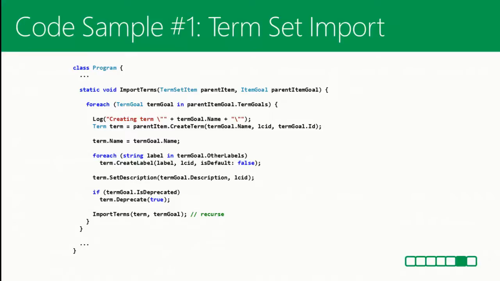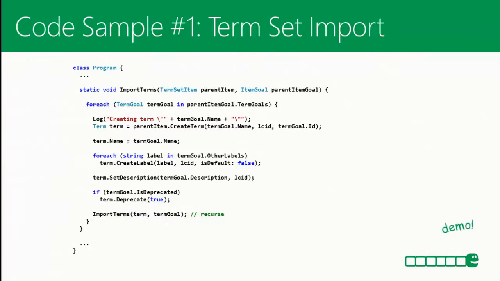The more interesting thing is this next slide, which is the ImportTerm slide, which is recursive. So we come in and you can see the parameters. There's parent item and parent item goal. So I'm using the abstraction there because I want to start with the term set and then treat it the same way that I treat the terms, as something that has a collection of child terms. So I just go through and call CreateTerm. Basically, for each XML element, I create a corresponding taxonomy element. I set the name. I set the labels by calling CreateLabel. And here's a case where I have to use the LCID, and then the description, and then deprecated, and then I recurse. And that's pretty much it, actually.